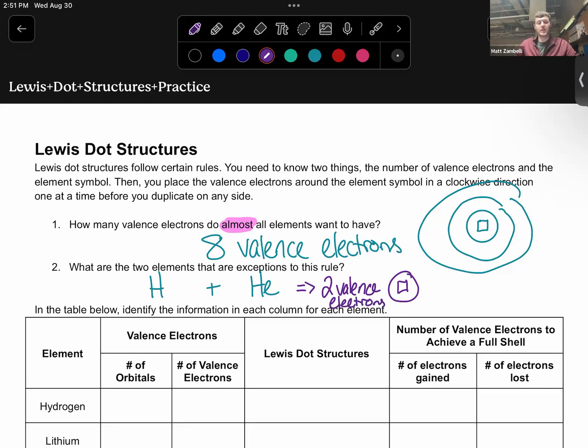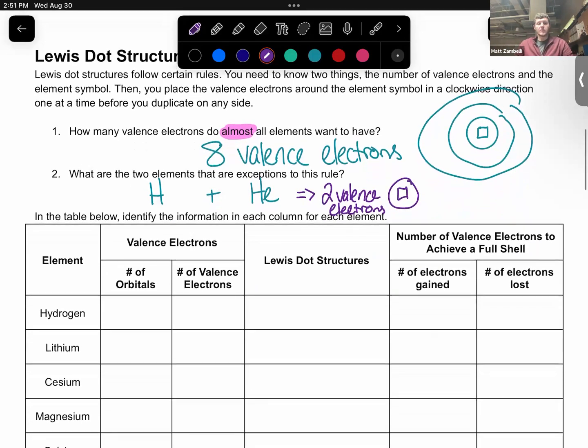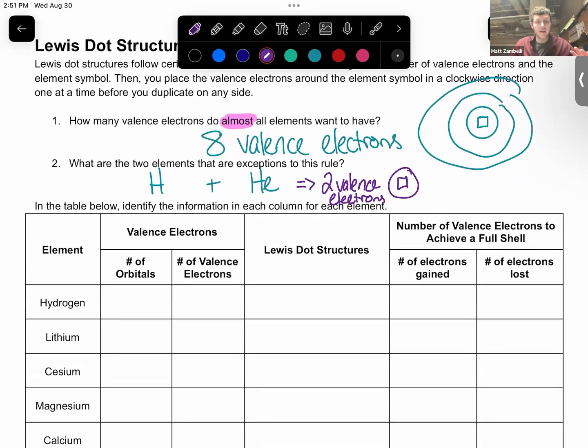So let's go through a couple just to look at them. The first one is hydrogen. Hydrogen is the element symbol H, and it is in the first row, so that means it's got one orbital because it's in the first row. Remember, this is our row number. And for the number of valence electrons, it's in that first column, which means it also has one.